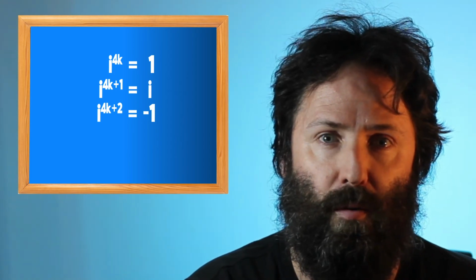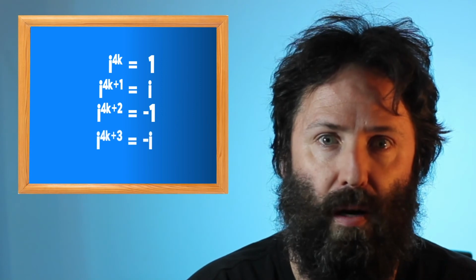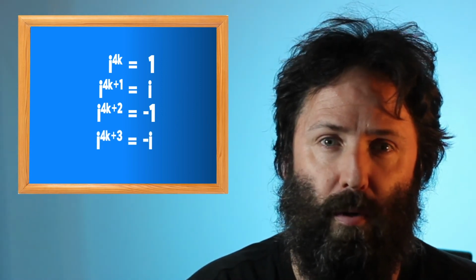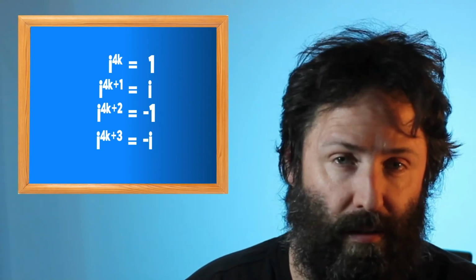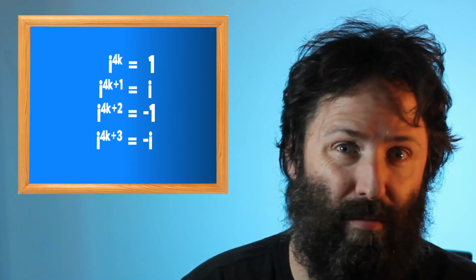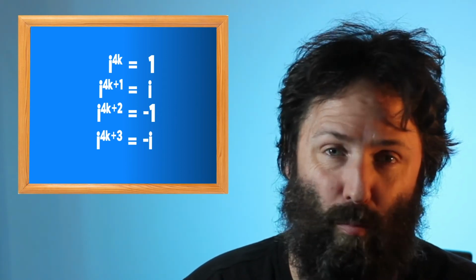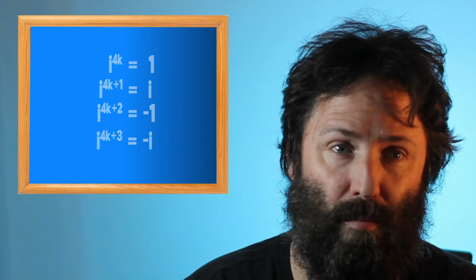Okay, and finally, we've got i to the power of 4k plus 3, and this one has a value of -i. So all we have to do to work out a power of i is just determine, is it a multiple of 4? Is it a multiple of 4 with 1 remainder? Is it a multiple of 4 with 2 remainder? Is it a multiple of 4 with 3 remainder? One of those 4 possibilities, and then we can work out what the answer is. So it's nice and simple.